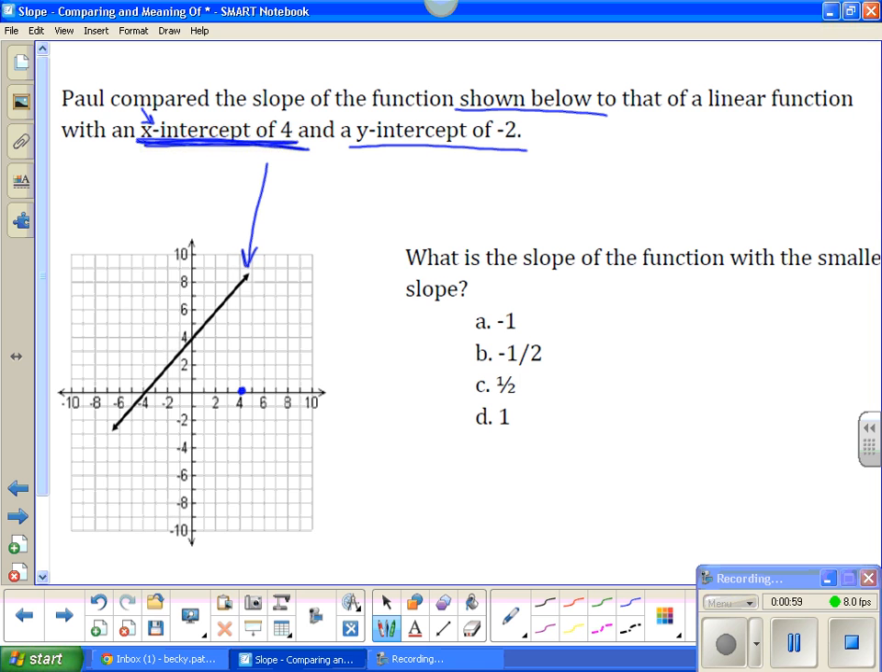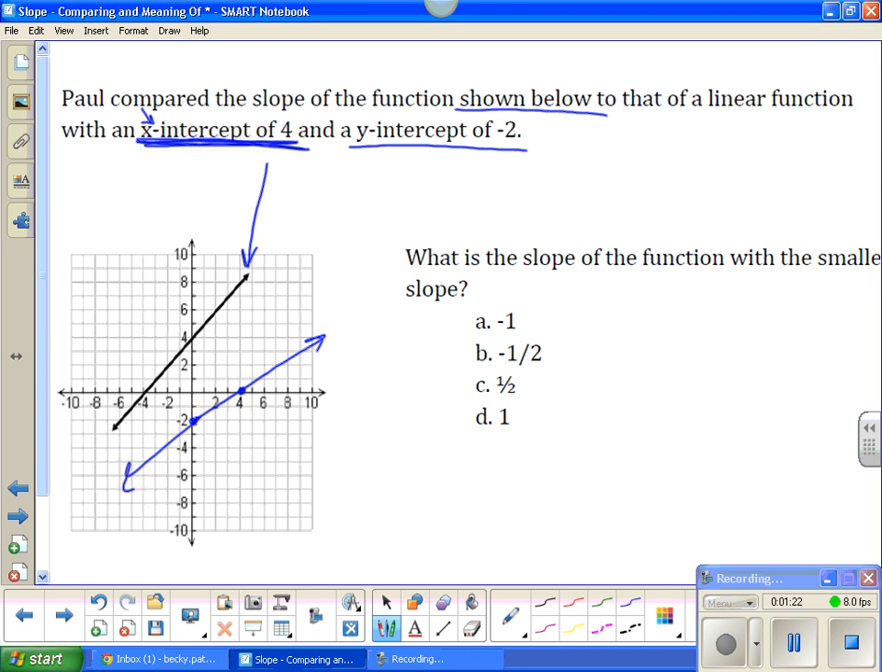He has a y-intercept of -2. Well, you go on your y-axis to -2 and you put a dot. And then you draw your line. Now, we haven't talked about the slope of either one of these lines, but the first thing you have to do is establish both of your lines. The question says, what is the slope of the function with a smaller slope?